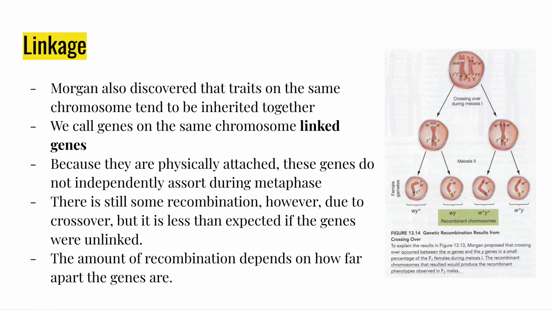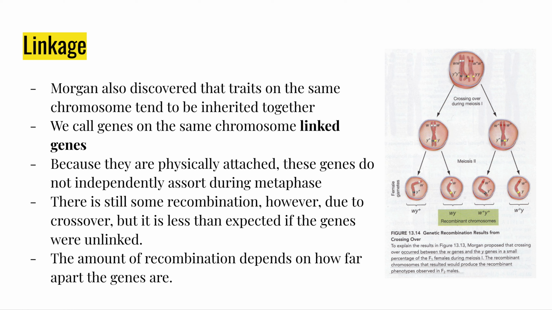Not all traits sorted independently. Even though we expect in Mendelian genetics that genes do not influence the inheritance of each other, Morgan found that they did. What he was able to conclude is that this meant the genes were on the same chromosome. They were physically a part of the same structure, and we call genes like this linked genes. These genes are physically part of the same chromosome, so they are physically attached to each other.